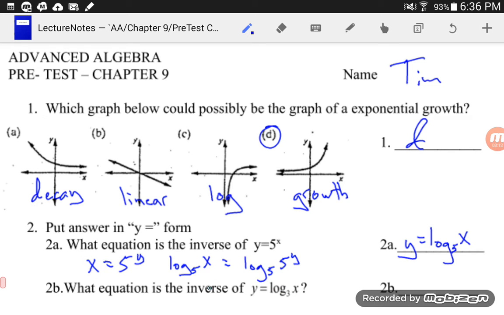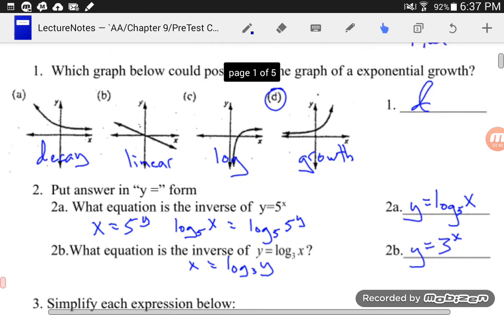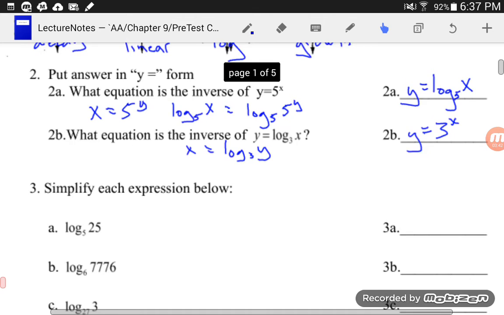There we go. This one's a little simpler to quickly do the inverse. Let's switch the x and the y, so we have x equals log base 3 of y, and what that really means is 3 to the x power equals y. So y equals 3 to the x power, the exponential function. So really those two are just reverses of each other. That was quick and easy.